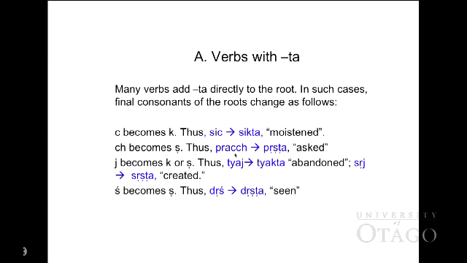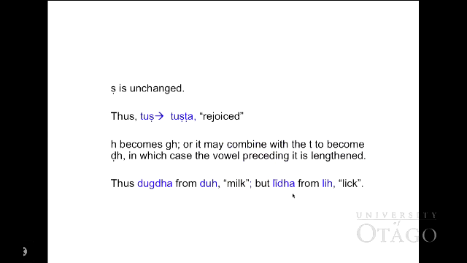C becomes K, such as sic, sikta, moistened. CH becomes S dot, such as prach, prista, asked. J becomes K or S dot, such as tyaj, tyakta, abandoned. Sarij, srista, created. S dot becomes S dot, such as dris, drista, seen. S dot is unchanged, so tus becomes tusta, rejoiced.